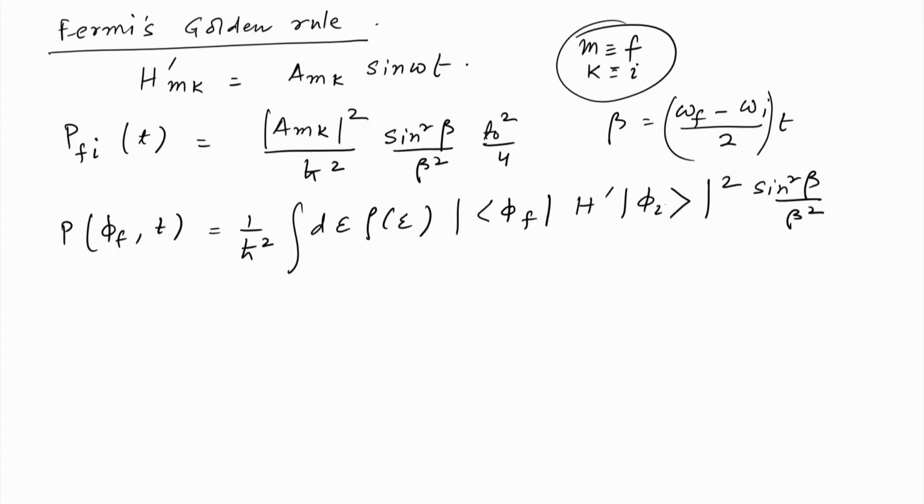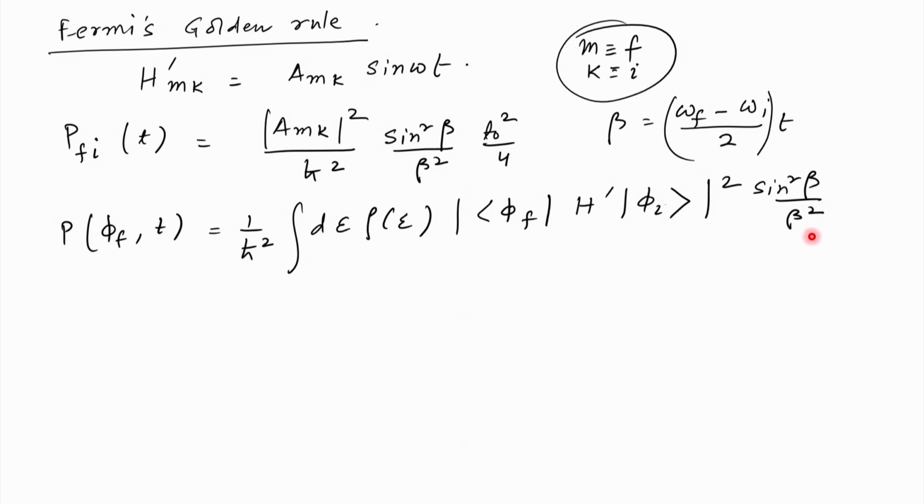Now, in order to perform this integral, it could be quite complicated, because there are in fact 3 terms which all depend upon the energy: the term which is the density of states, which depends upon energy, and is usually a smooth function in most of the cases that we are considering. In some pathological cases this density of states shows a divergence close to some band edge or some such thing. Then there is the matrix element square, and this sin square beta by beta square, or the sinc square function that we have obtained because of the time dependent perturbation.